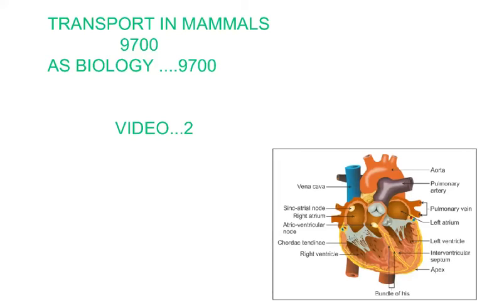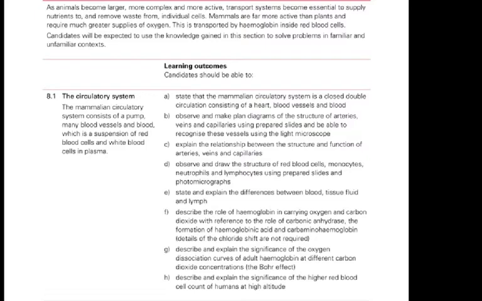Bismillahirrahmanirrahim. We start with transport in mammals, and this is syllabus 9700, the AS biology or A1 chapter, which you study in A1, and this is the second video on that chapter. We're going to discuss the syllabus first, and then we'll continue. The syllabus that we're going to cover is 8.1, because in the first video we covered 8.2.